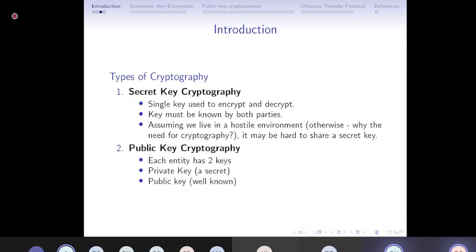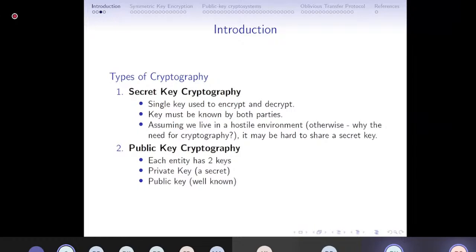But the problem with the secret key encryption scheme is that we are living in a hostile environment. That means suppose that one person is in Delhi and another person is in USA, and both parties want to communicate with each other. So how, before starting the communication using symmetric key cryptography, can they share the key? That is the actual problem with symmetric key cryptography. So in order to overcome that problem, we use public key cryptography.